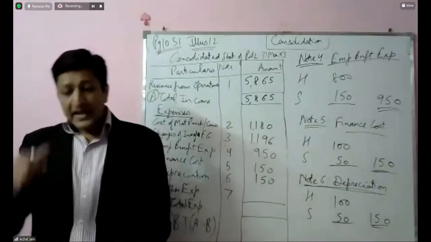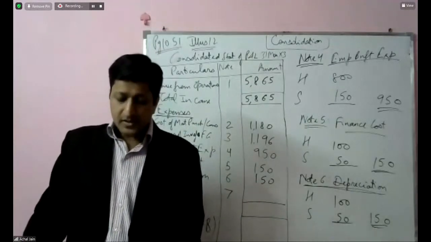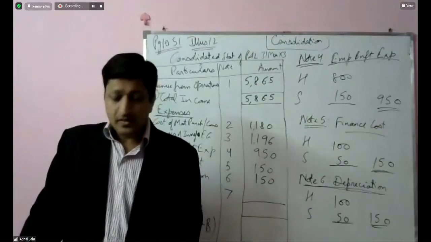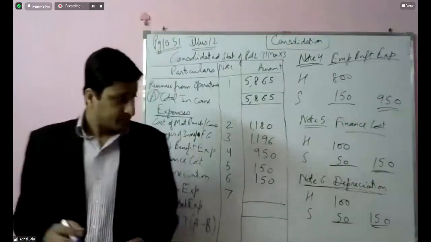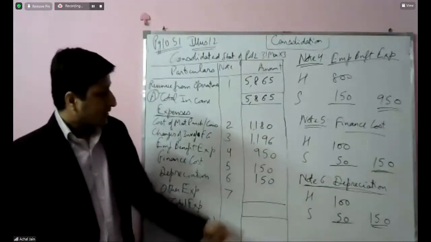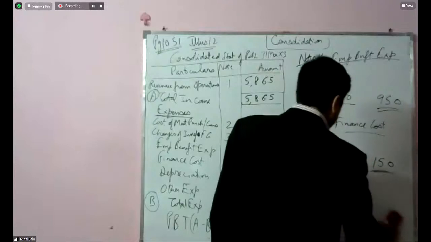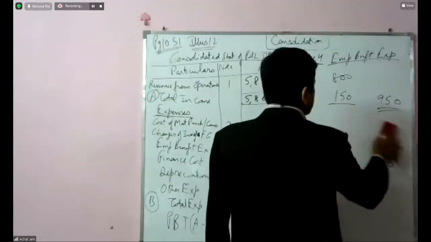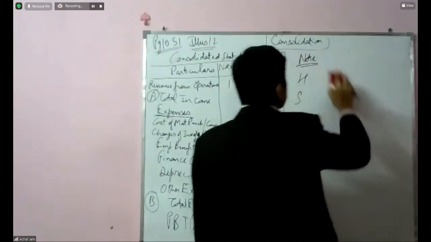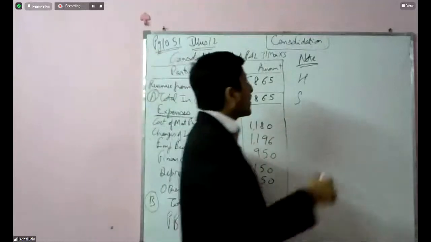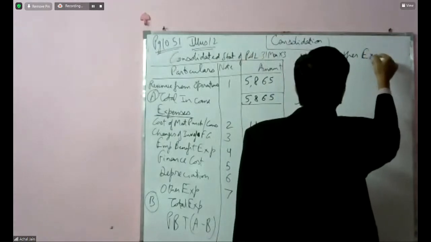Now moving on to next note, other expenses. Now in other expenses, we have administrative expenses, selling and distribution expenses. Okay, both of them will go to other expenses. So I can just clear this part. Note number 7, other expense.